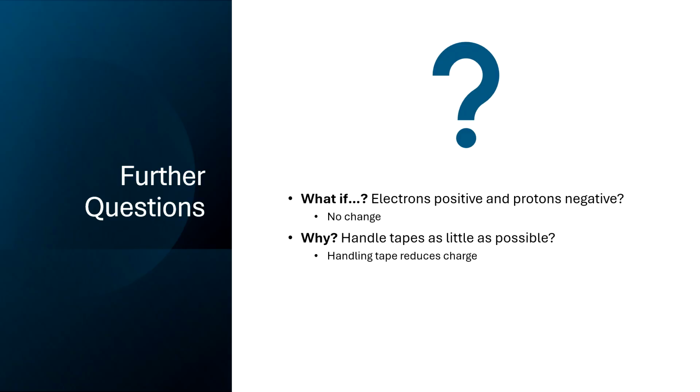These are a couple of the further questions. What if electrons are positive and protons were negative? The charges of everything would be flipped, but the actual interactions themselves would be the same because it doesn't matter what the charges are of the particles that are transferred, it just matters that they are transferred.